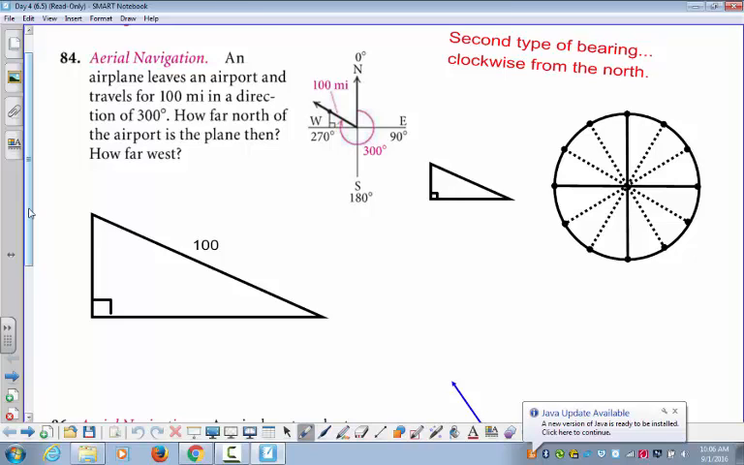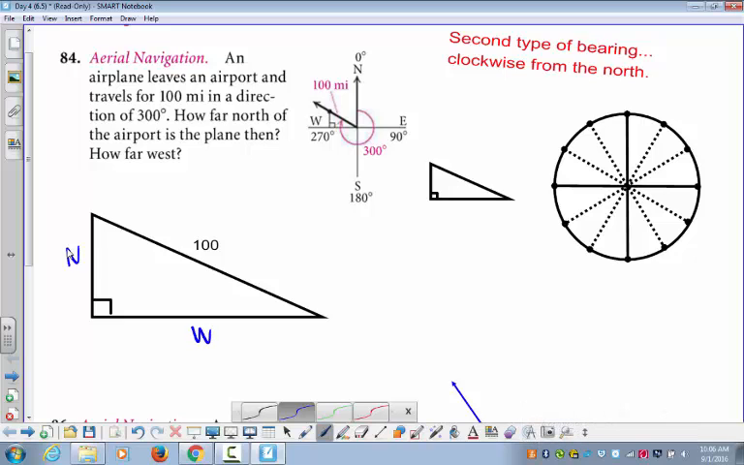So what I've done is pulled out this reference triangle here. So that's right over here. And it's saying how far north of the airport is the plane. Well, if that's 100 miles, this side of the triangle is going to represent how far north we are. And this side of the triangle is going to represent how far west we are from the airport. The airport would be right over here. So we need those two dimensions of the triangle. And we're told that the angle is 300. Again, that takes us 30 past 270, because it's 90 plus 90 plus 90. It's 270 and 30 more. So that would be the angle in this reference triangle.